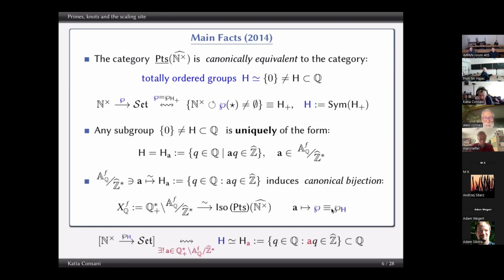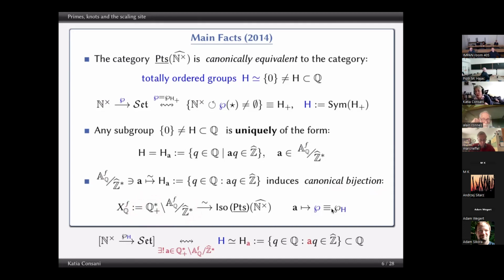But more precisely, this bijection that I'm talking about between non-trivial subgroups of Q and finite adeles induces, when you pass modulo the action of Q star plus, because we want to end up inside a quotient of the adele class space, an isomorphism between this quotient set and the points of N hat cross.